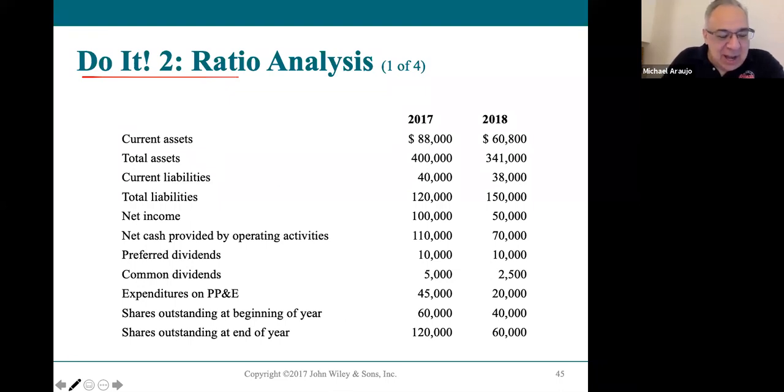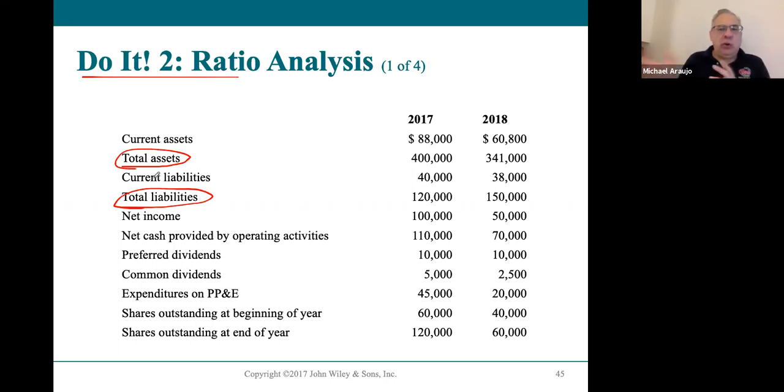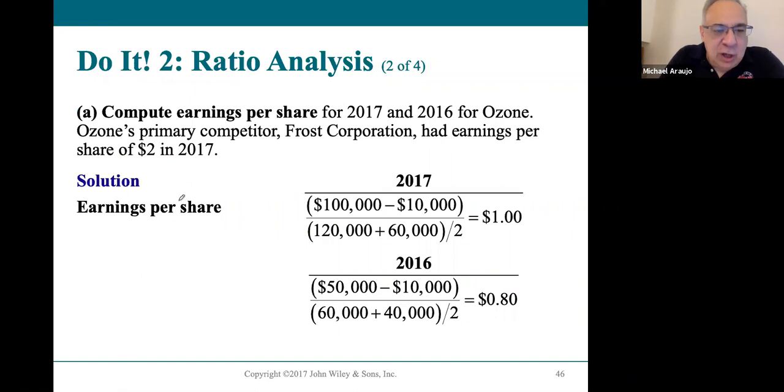Sorry about that. And the very last ratio we looked at was the debt to asset ratio. That's the total liabilities compared to the total assets, right? So if you know your ratios, you'll know what numbers to use. And again, this is simply an introduction in this chapter. So here on the do it review exercise, they ask you to compute earnings per share for Ozone.